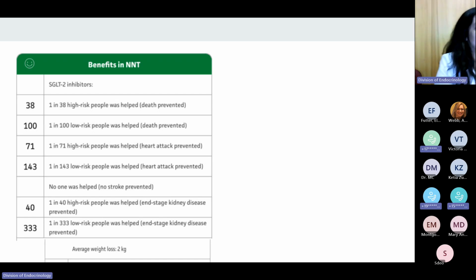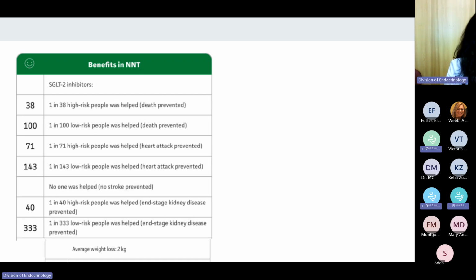As far as heart attack prevented, it's 1 in 71 for someone high risk, which was surprising because that's one of the main things we think about for prescribing it: risk of MI, risk of hospitalization for MI and MACE. So 1 in 71 for someone that's high risk and 1 in 143 for someone that's low risk to prevent a heart attack. No one was helped as far as stroke prevention in the studies that they reviewed. 1 in 40 people was helped as far as preventing end-stage kidney disease, and 1 in 333 in low-risk patients to prevent end-stage kidney disease. So definitely a kidney indication there for high risk, definitely.